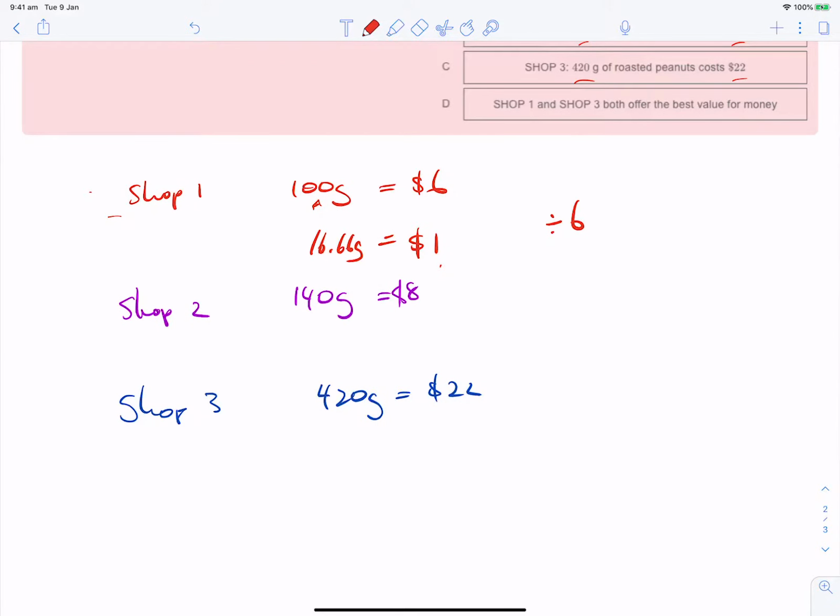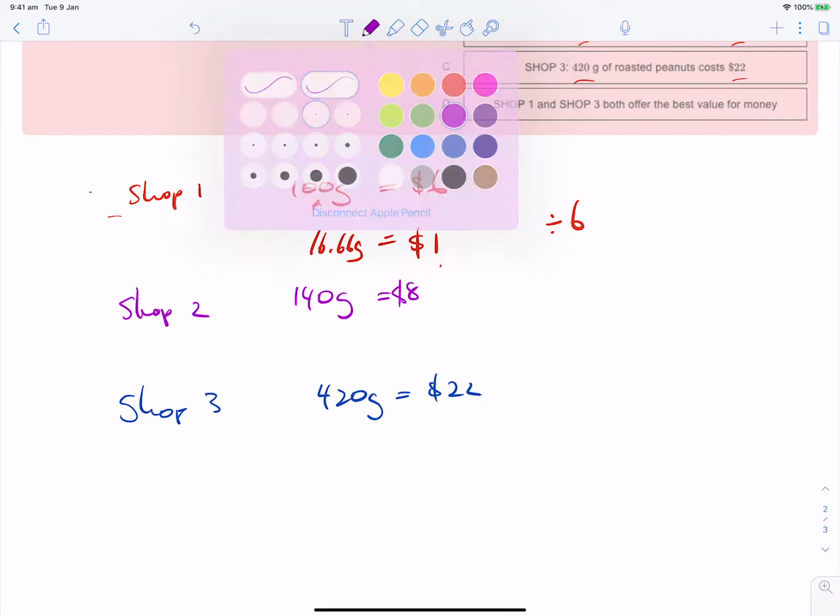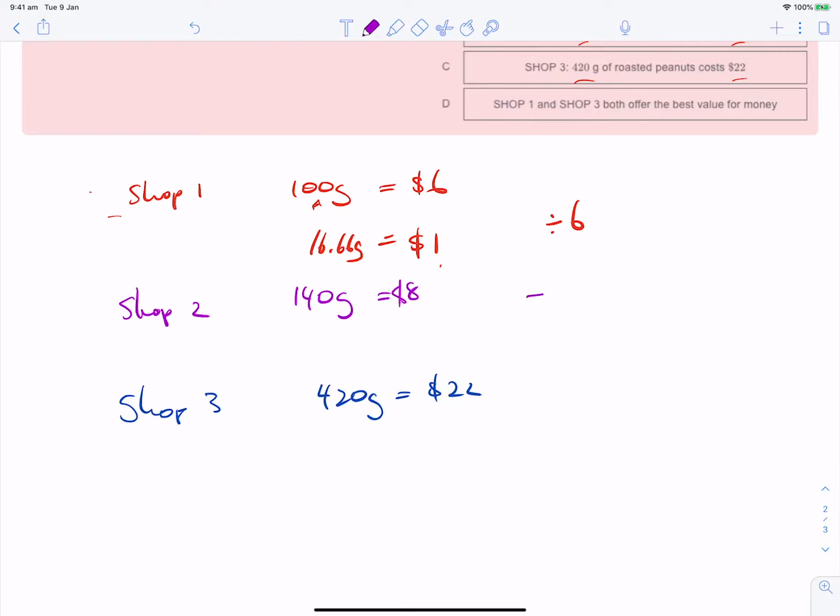Let's look at our next one. My next one down here, I've got 140 grams, I'm going to divide it by 8. So I'm going to divide both sides by 8. That means I've now got $1, because 8 divided by 8 gives me 1, and then I've got 140 divided by 8, and 140 divided by 8 equals 17.5. So for $1, I get 17.5 grams. So we can already see that shop 2 is better value than shop 1.